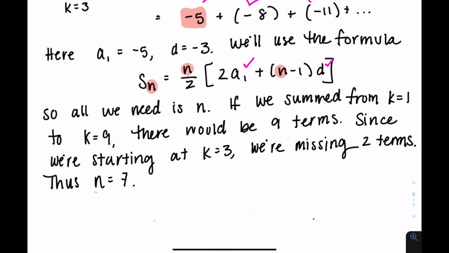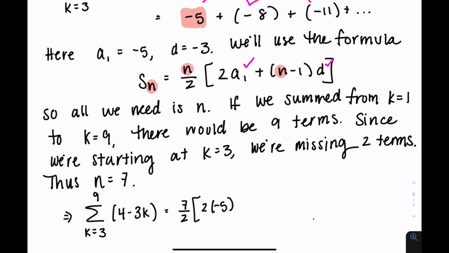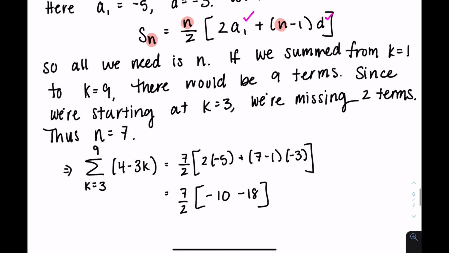So now I can just plug in 7 for my value of n. This sum will be 7 over 2 times 2 A1, which is the first term we had, -5, plus 7 minus 1 times d. That's equal to 7 over 2 times -10 minus 8. And if you do that, it'll equal -98. Okay? So that's probably the hardest thing, finding that value of n.